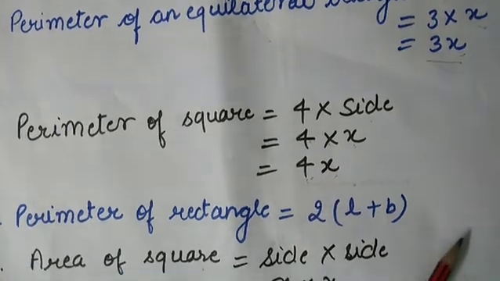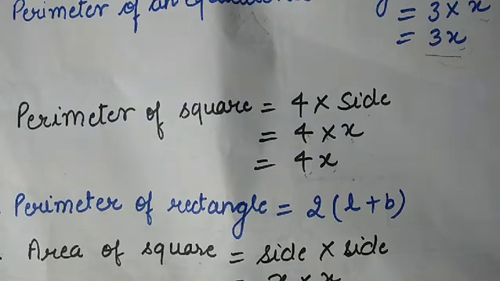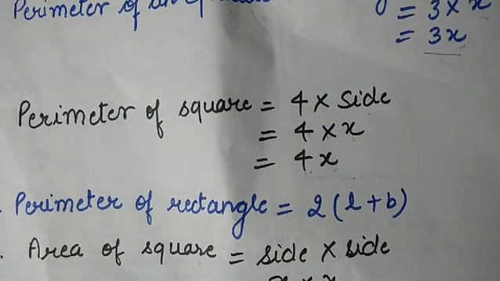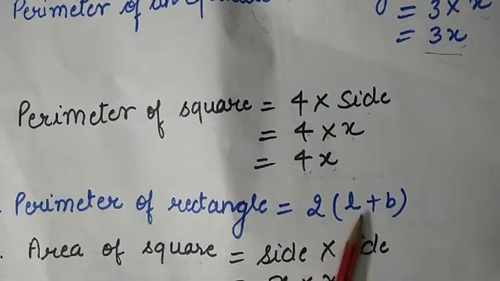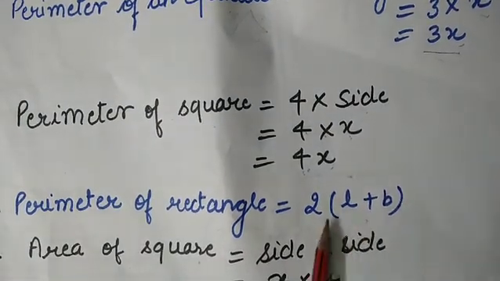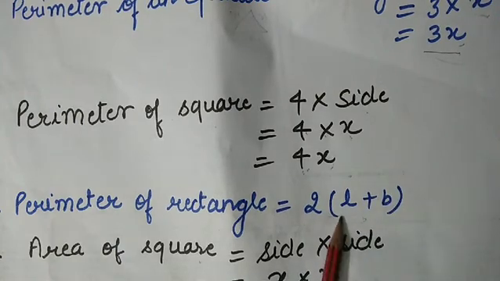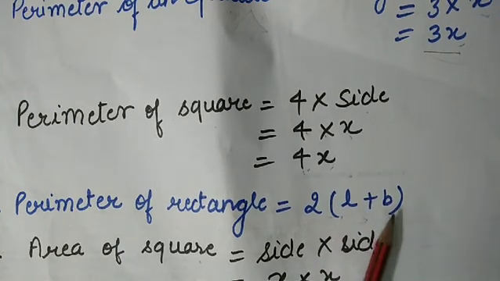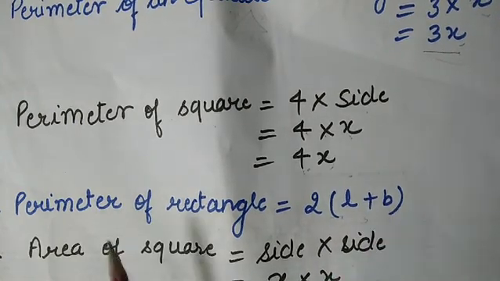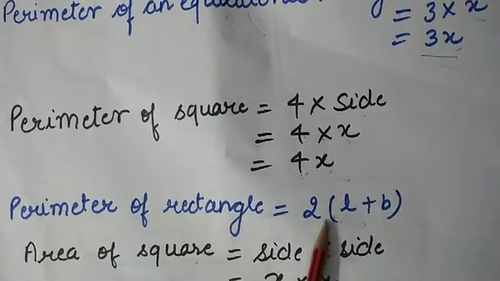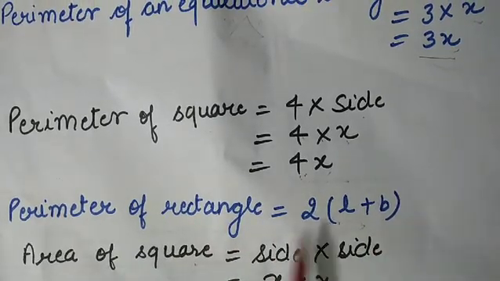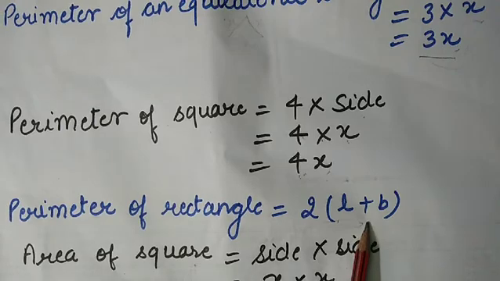Now perimeter of a rectangle, that is 2 into L plus B. Now this expression is in two variables, where L is the length of the rectangle and B is the breadth of the rectangle. So perimeter of the rectangle is 2 into L plus B. This formula is also denoted by an algebraic expression.